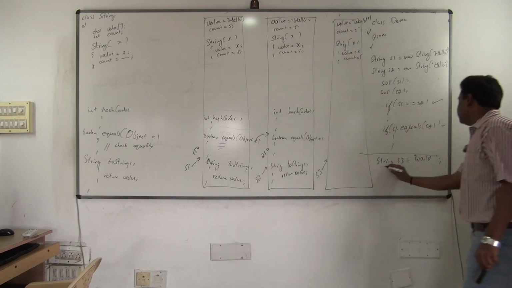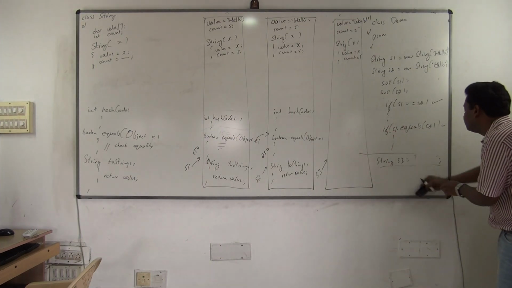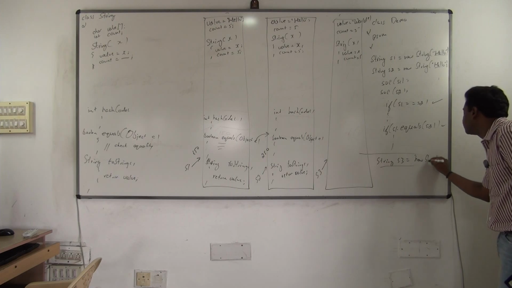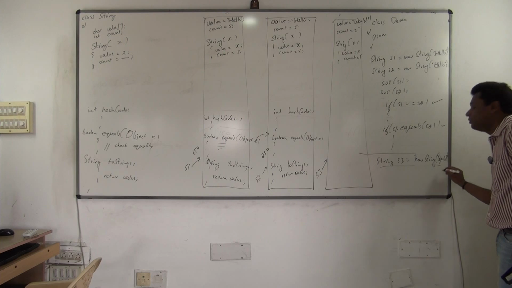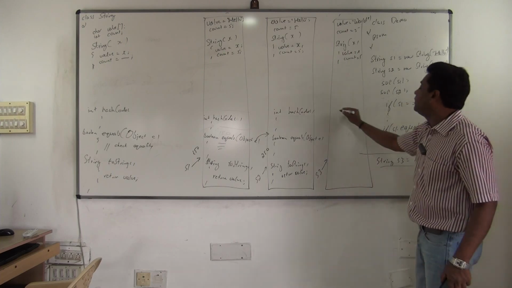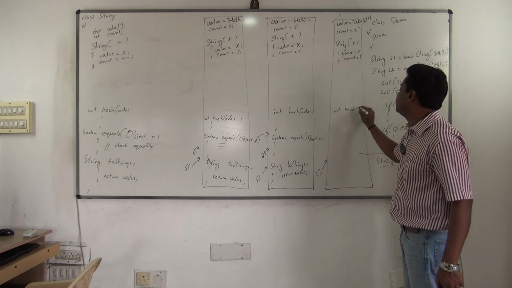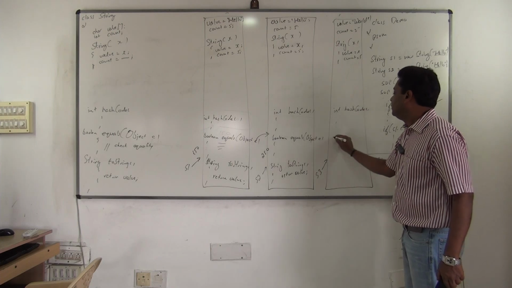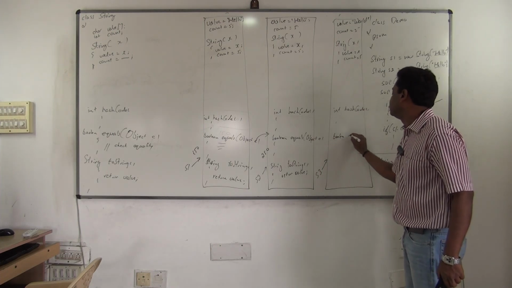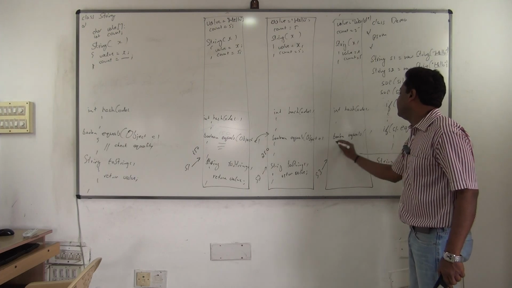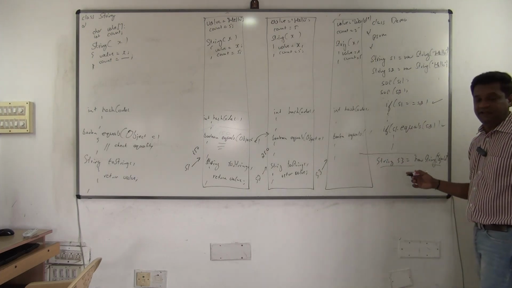Hello world. See, I am creating one more new string object now. New String of world. You understand now? I am creating one more string object. So the same thing it will have: int hash code, all the members will be there. You will have the equals method. Now if I want to compare, which one? S1 with S3. I can compare.